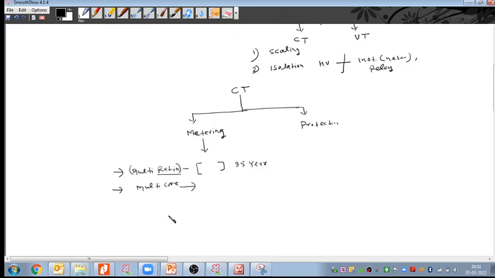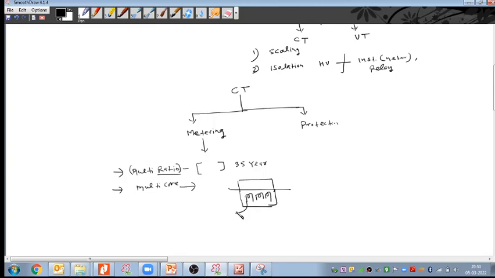So why do we use the multi-core CT? Because we require more than one function from the CT. So in place of using two, three, or four different CT units, we use a single CT. We have one common primary, and at the secondary side we use multiple secondary windings, 2, 3, 4, 5 secondary windings we can use. So this is called the multi-core CT.